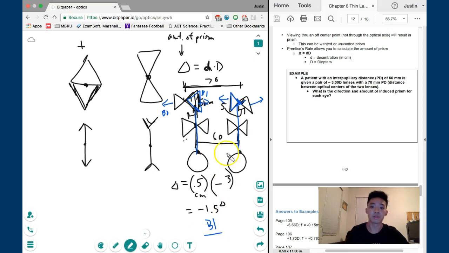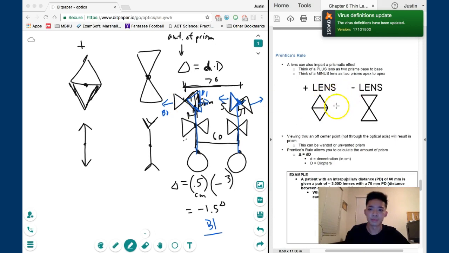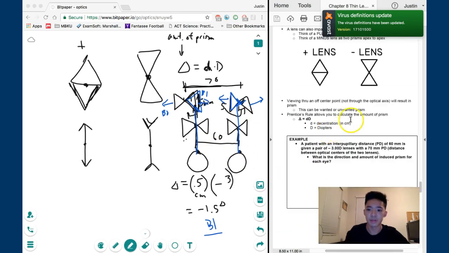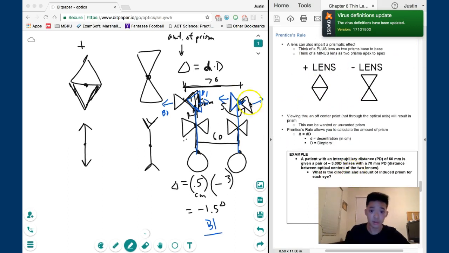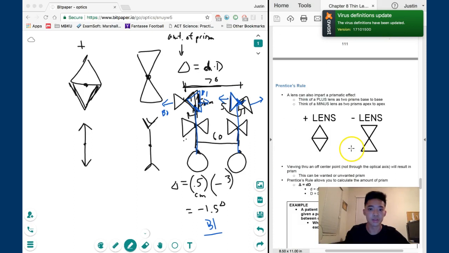This is a concept that's in this thin lens chapter because it's very much related to glasses. So let me know if you guys have any questions on Prentice's rule, and that's pretty much the end of this chapter.